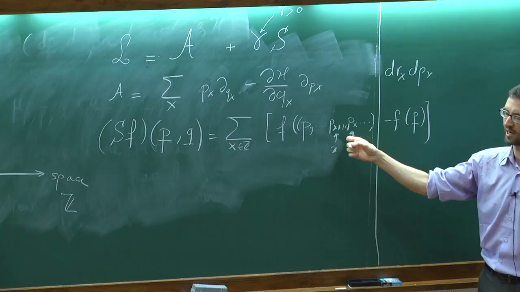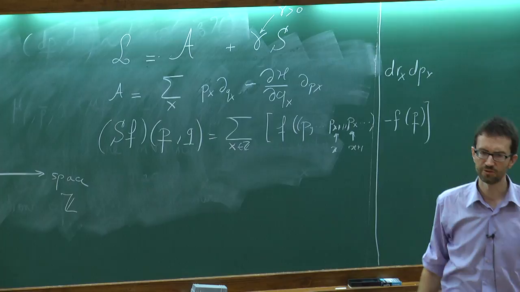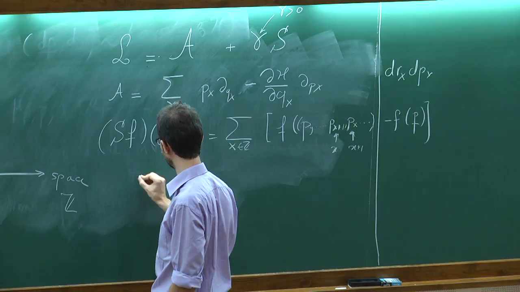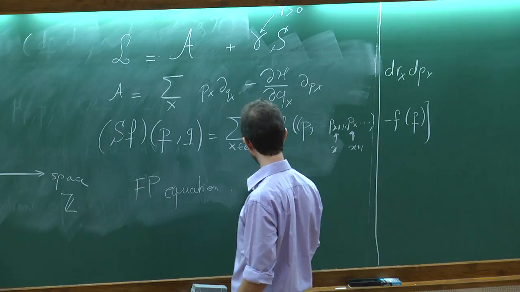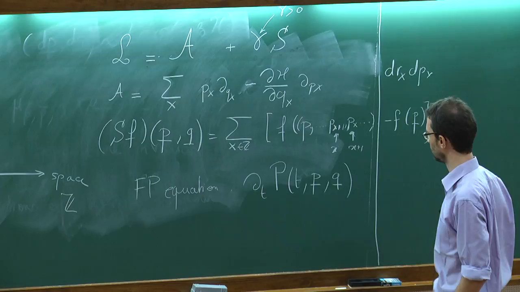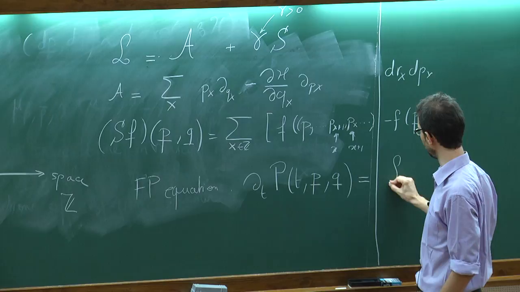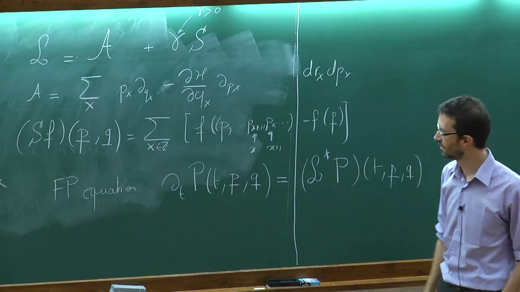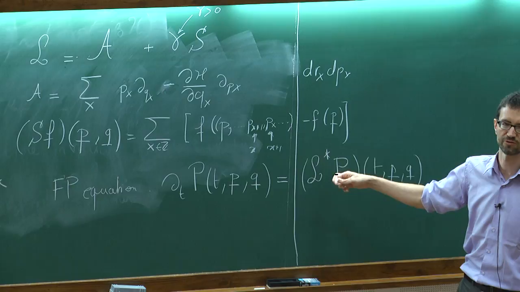If you don't like the notion of generator, the generator is the adjoint of the operator which appears in the Fokker-Planck equation. If you want to write the Fokker-Planck equation, the time derivative of the probability measure to find the system at time t in configuration p and q is equal to the adjoint of L times p. But what I will use is essentially the generator of the dynamics, so I prefer to write it this way. If you don't like it, just think of it as the adjoint of the operator in the Fokker-Planck equation.